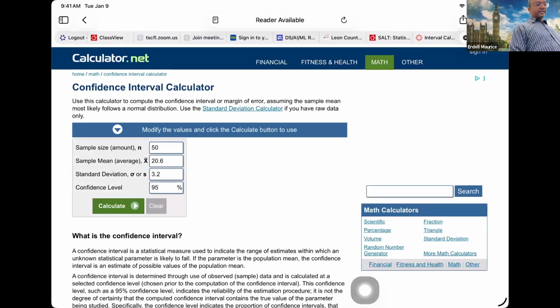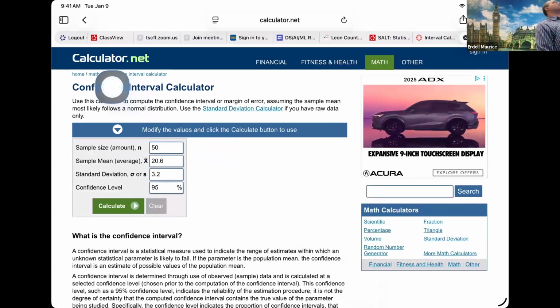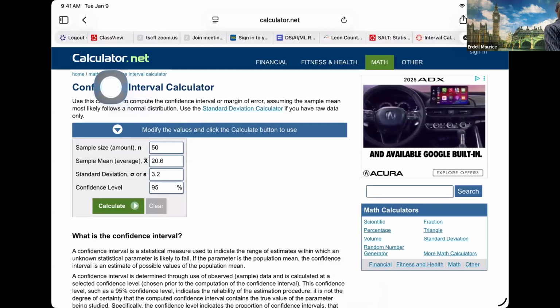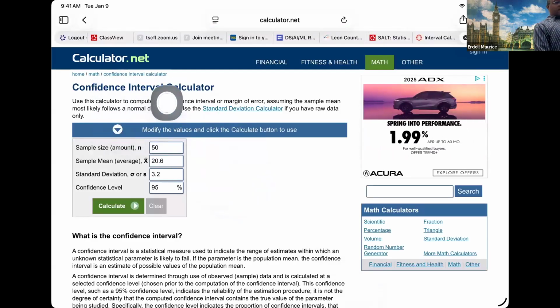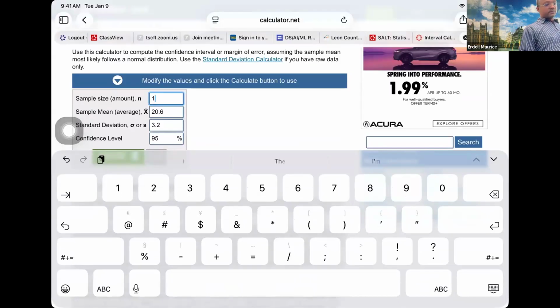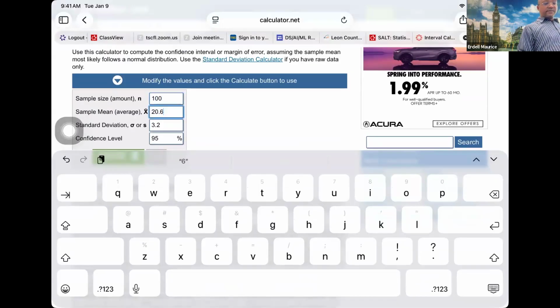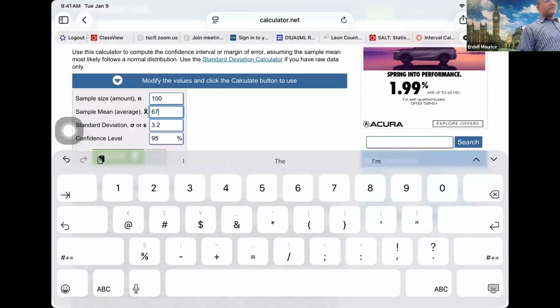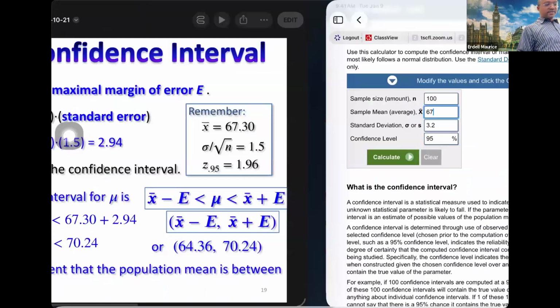If you click on this right here, it will take you to calculator.net. They have on here lots of free calculators, and one of the ones they have is for your confidence interval. So in here, there are 4 numbers you need for your confidence interval. The sample size, there were 100 students. The average from the 100 students, that was 67 point, anybody remember what was 67.34? I'll go back and check.